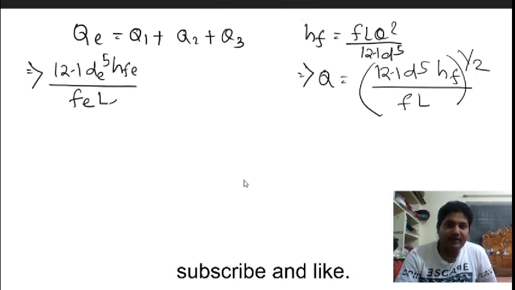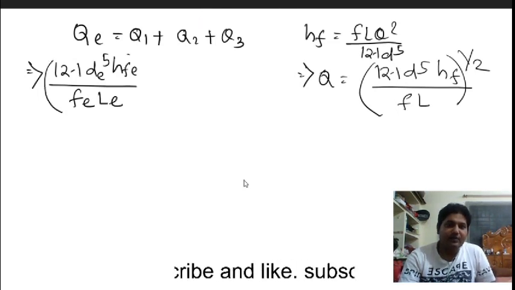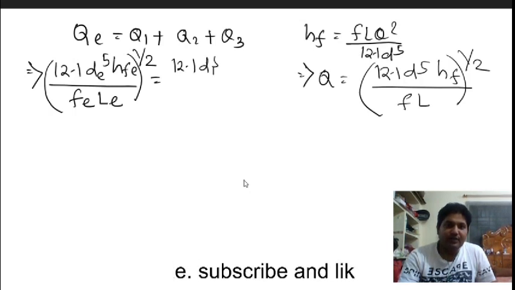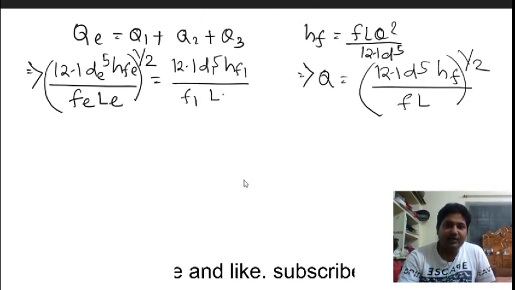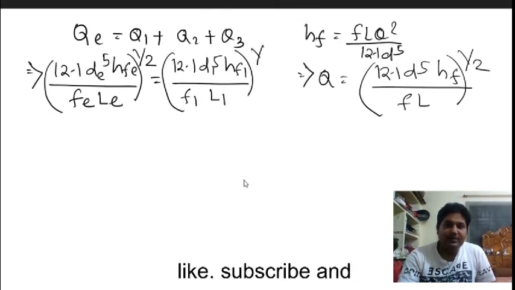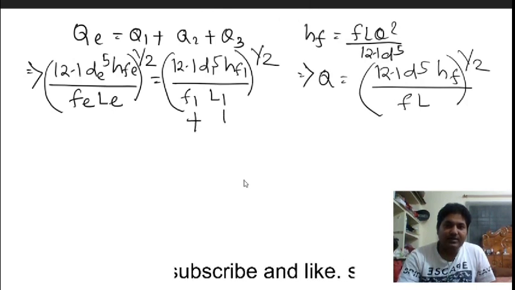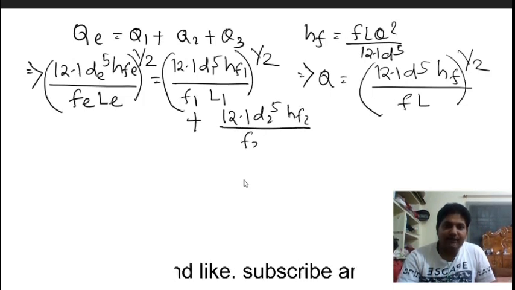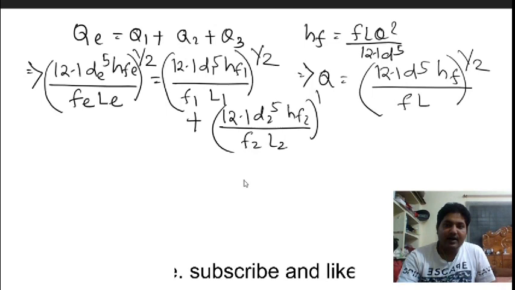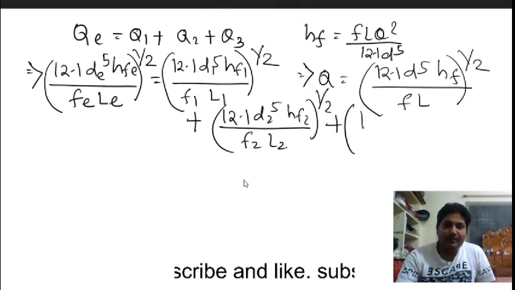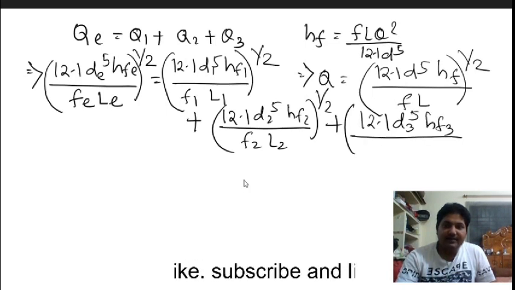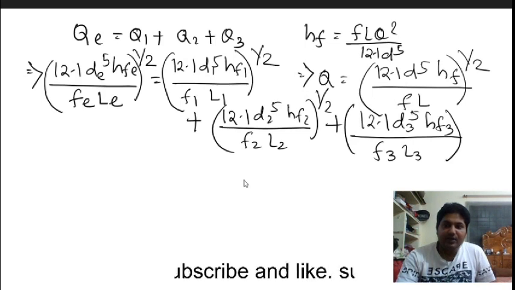into the length of the equivalent pipe, to the power half, will be equal to 12.1 D1 to the power 5 times head loss due to friction h_f1 in the first pipe, divided by the friction factor of pipe 1 into L1, to the power 1 by 2. Similarly you can find out 12.1 D2 to the power 5 h_f2 divided by f2 into L2, to the power half, plus 12.1 D3 to the power 5 h_f3 divided by f3 into L3, to the power half.